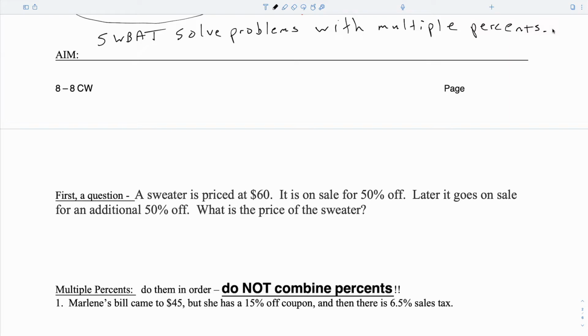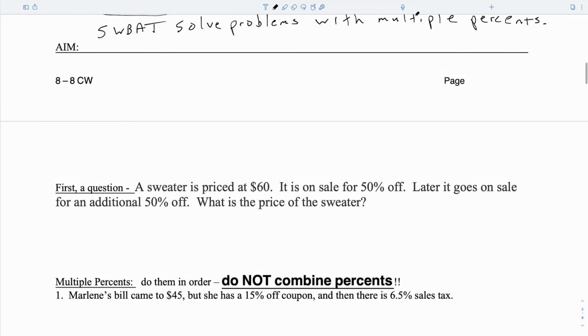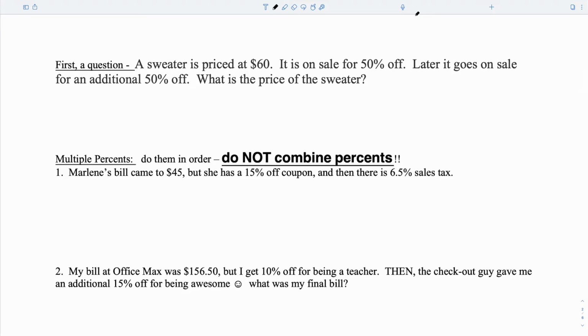Kara, face forward. All the way. Thank you.